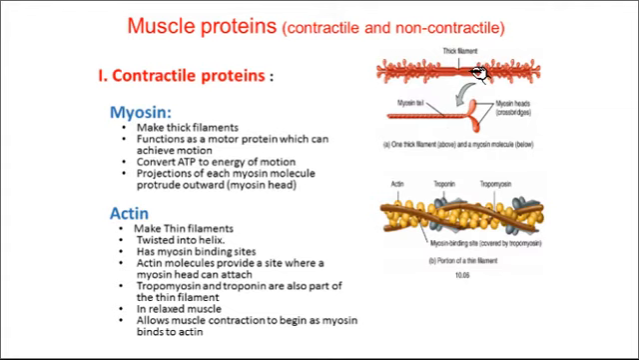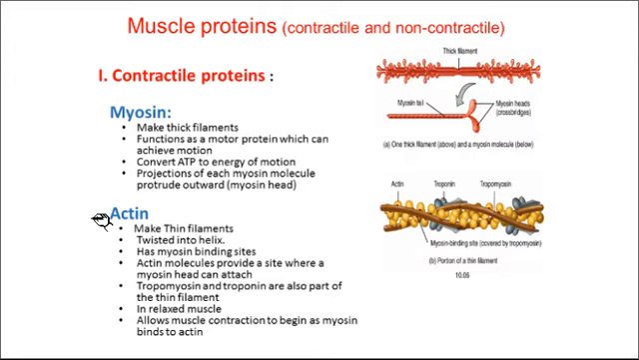It contains a part called the tail and a part called the head. The head comes out from the thick filament, and its function is to interact with the protein actin during skeletal muscle contraction. This head of myosin has the capacity to hydrolyze ATP and release energy from the hydrolysis of ATP.